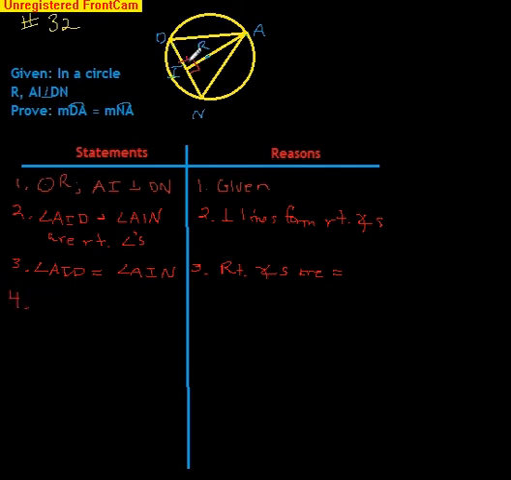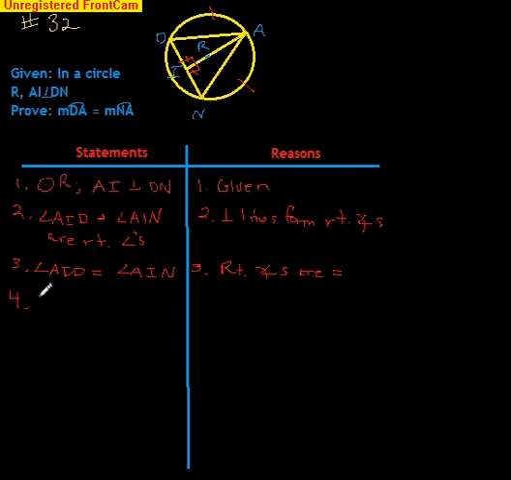So now we have this angle equal to this angle. Let's look to see what we're trying to prove so we know where we're going. We're trying to prove the measure of arc CA is equal to the measure of arc NA. So I'm going to prove these two triangles are congruent, then say these two parts are equal by CPCTC, and then I'm going to be able to say that these arcs are equal. So first I'm going to try to get the triangles congruent.